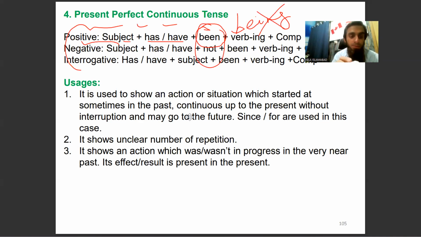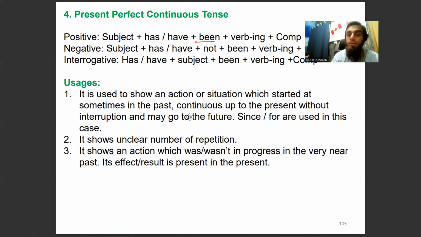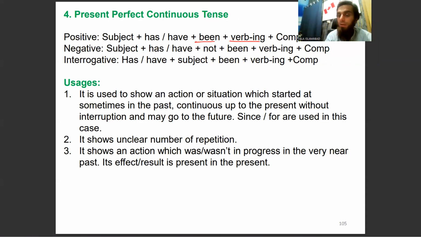Sometimes we get confused. Positive: been plus verb-ing plus complement. For negative: subject plus has/have plus not plus been plus verb-ing plus complement. And for interrogative: has/have plus subject plus been plus verb-ing plus complement. Now, what are the usages?